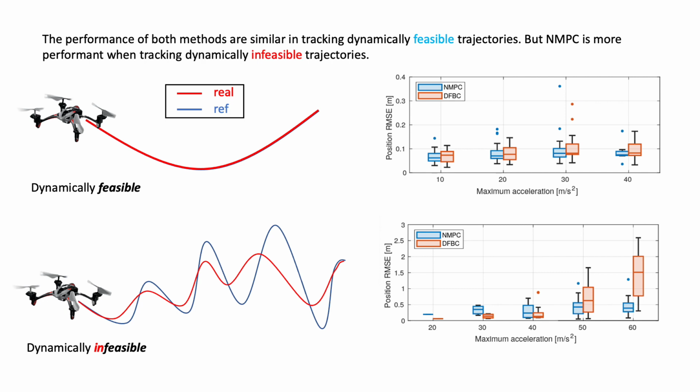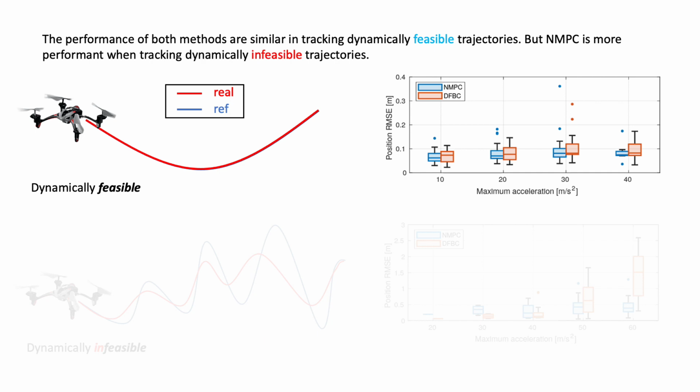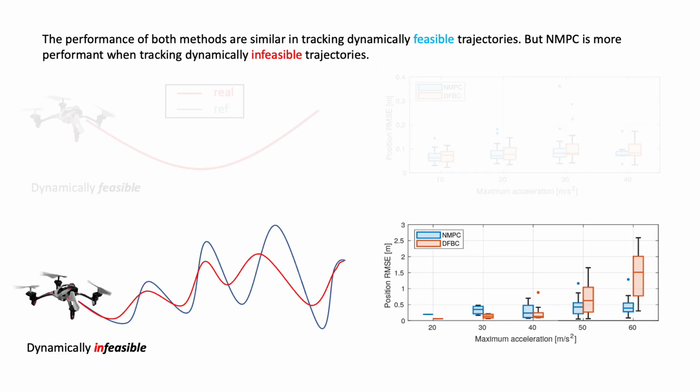The two plots on the right show the position tracking error of trajectories with different maximum accelerations. We observe a comparable tracking accuracy between the two methods for dynamically feasible trajectories. However, NMPC significantly outperforms DFBC in tracking dynamically infeasible trajectories, even though our DFBC implementation includes a quadratic programming allocator to address actuator saturations.